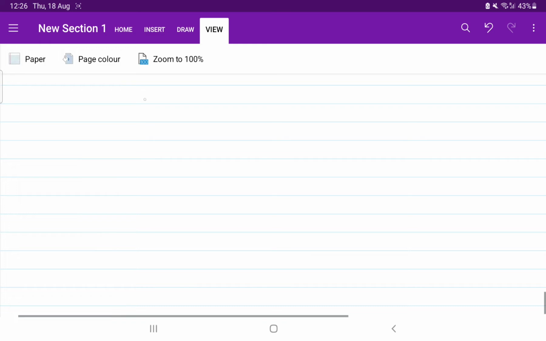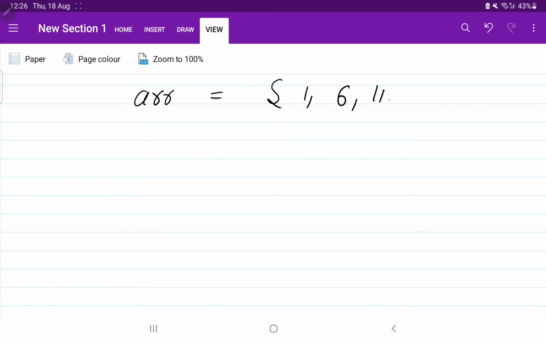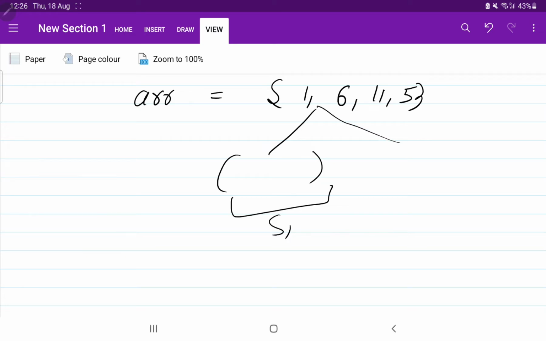Okay, now what is S1? I will again tell you. Let me simplify this question very easily. We have this array. S1 is the sum of all the elements of the first subset. Correct? Yes. So what we have to do is find the sum of elements of the first subset, that is S1.